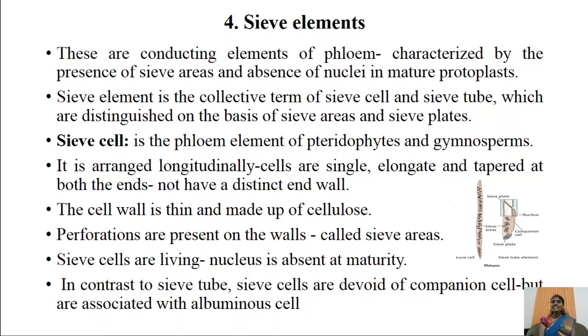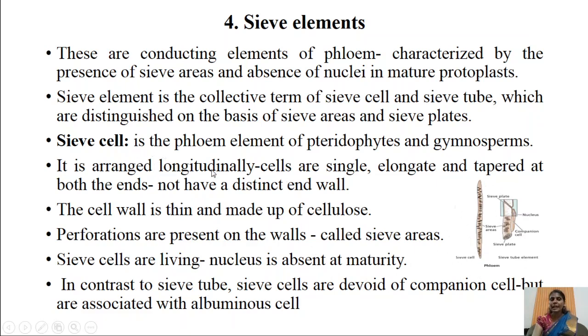Sieve element is the collective term for sieve cell and sieve tube, which are distinguished on the basis of sieve areas. How can we distinguish both? Sieve cell and sieve tube element together are known as sieve elements, and we can distinguish them based on the sieve areas and sieve plates present at their end walls. Let us study the sieve cells.